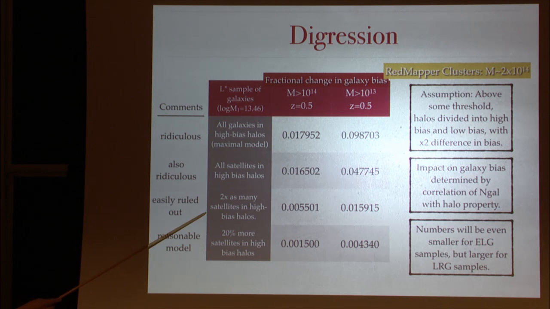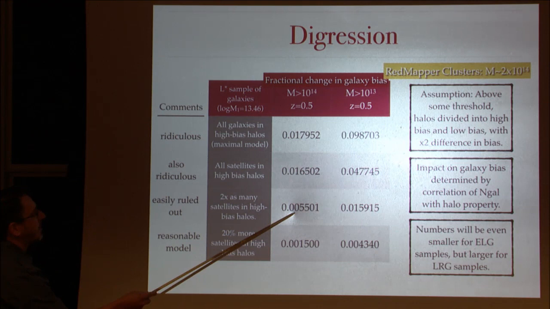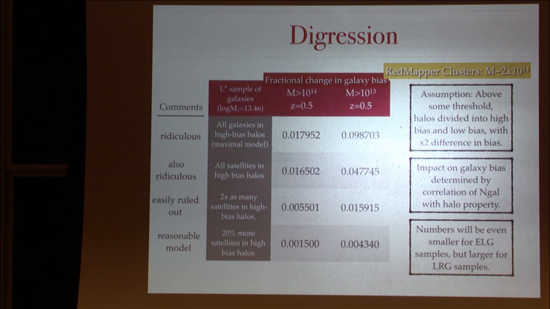What if there are twice as many galaxies in the high bias halos versus the low bias halos? I think this is easily ruled out by the data because the richness of these clusters is essentially the same; there was a very small difference. Now you're at sub-percent for cluster size halos and approaching a 1% effect in the overall galaxy bias for even an extended assembly bias model. A more reasonable model is that there's some slight correlation, say 20% more galaxies or satellites in the high bias halos versus the low bias halos, and now you're at sub-percent levels.